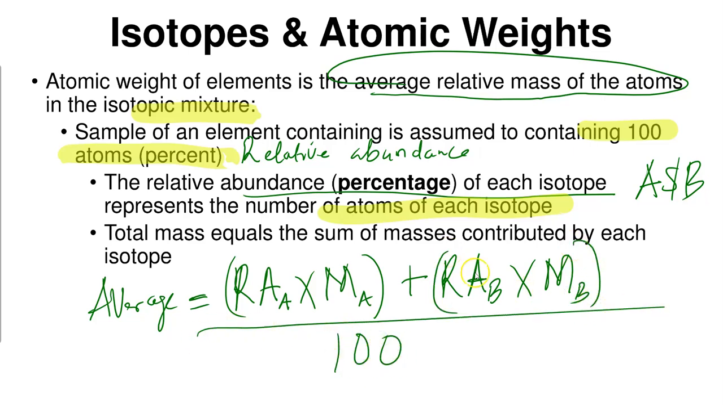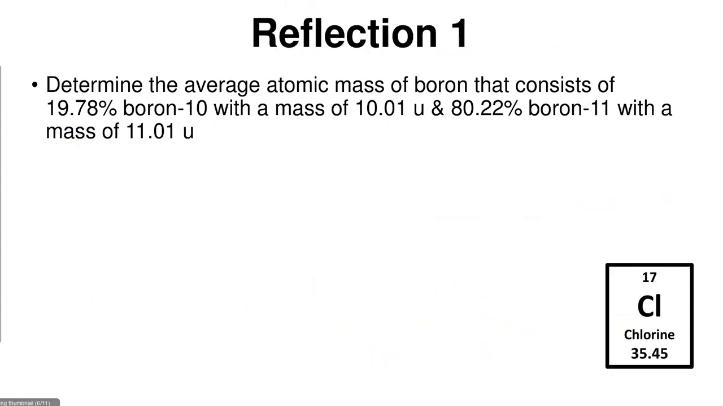Remember, the 100 here means you are adding the relative abundance of A plus the relative abundance of B, because it's percentage. The total percentage of anything is equal to 100. So we're going to see examples in the next two slides. So let's do the first one.